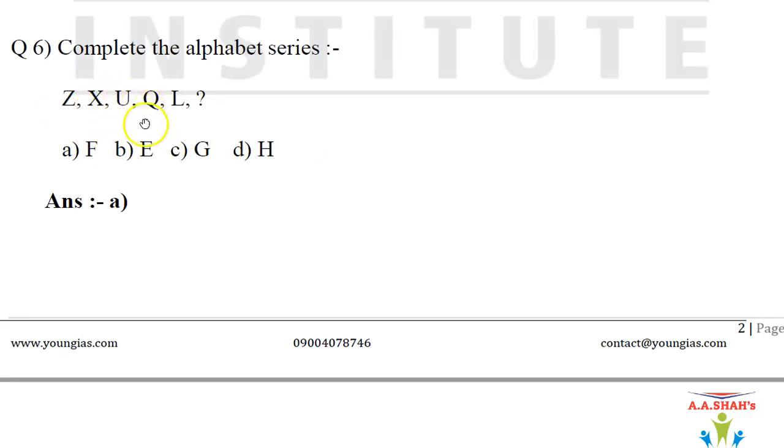U minus 4, the answer would be Q. Q minus 5, the answer would be L. Now L minus 6 would give you this answer here. So L minus 6, the answer is F. That's why option A, F, is the correct answer here.